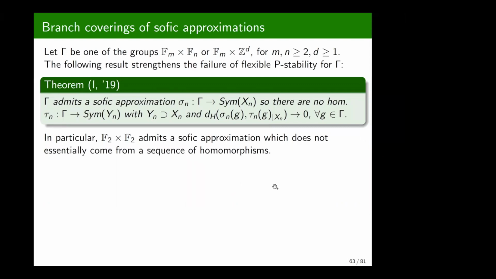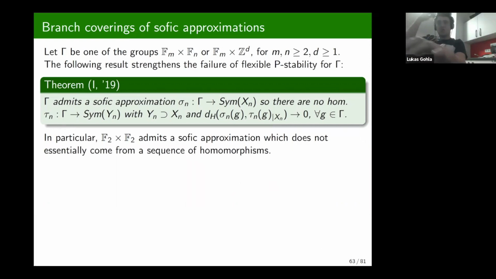I wanted to ask another small question. I don't want to keep too many people here, but the curiosity kills me. Are some of the groups which you showed here not to be p-stable, for example the direct product of two free groups, do you think they have potential to be not Hilbert-Schmidt stable?